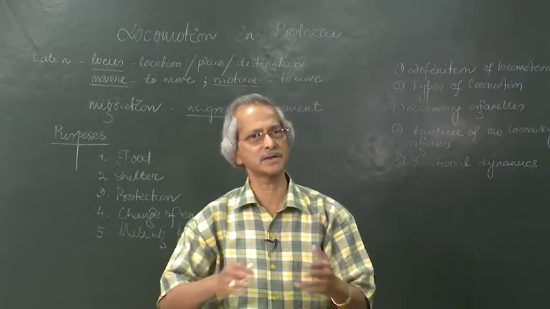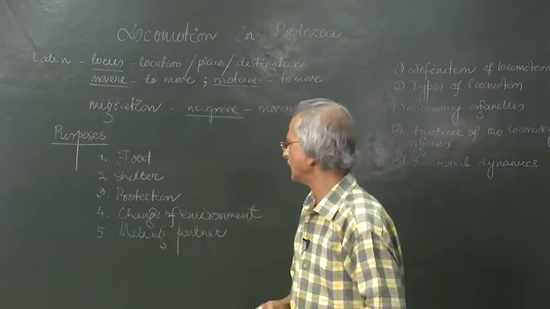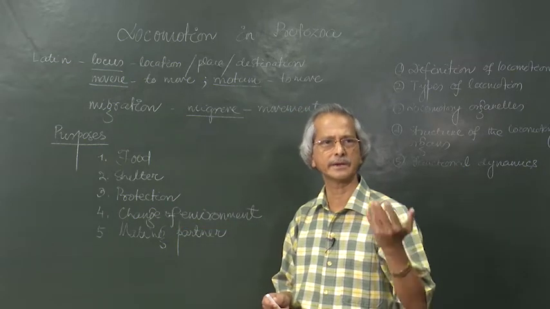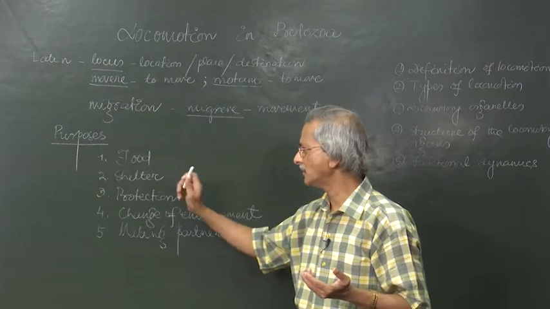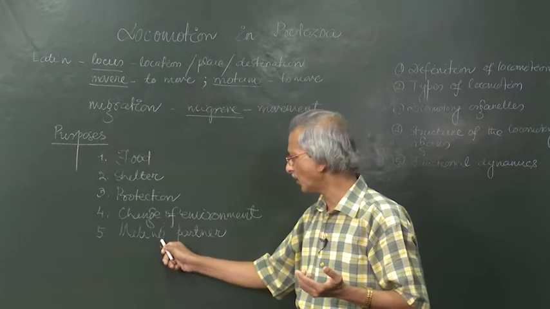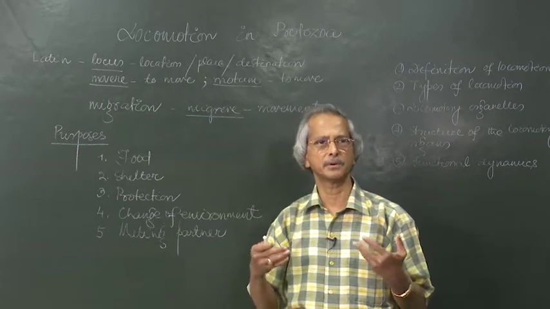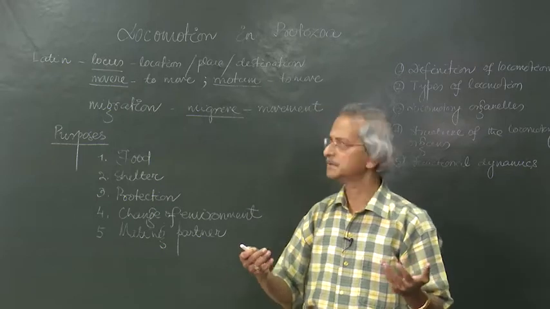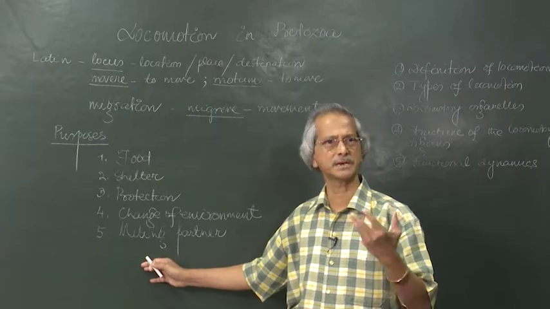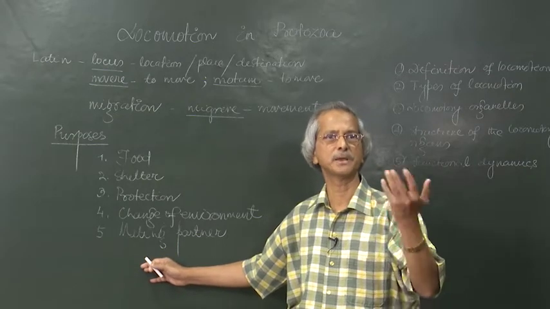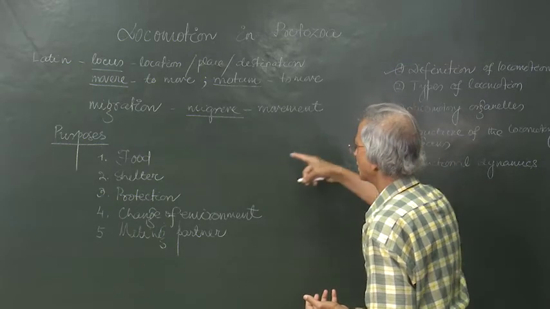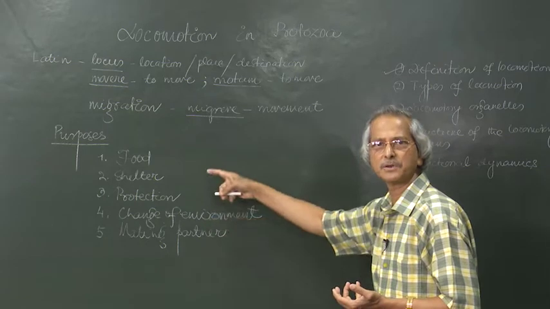I repeat, what are the different purposes? Animals undertake locomotion either for food, or for shelter, or for protection, or for change of environment, or for searching for a partner. So, these are the different purposes and objectives of movement of animals from one place to another. Now, we have completed the definition, and also the purposes along with that definition.